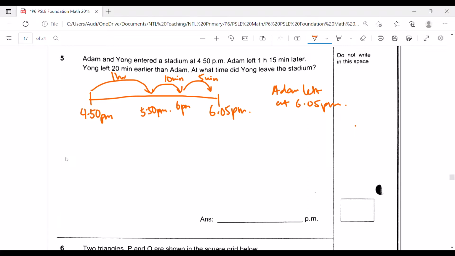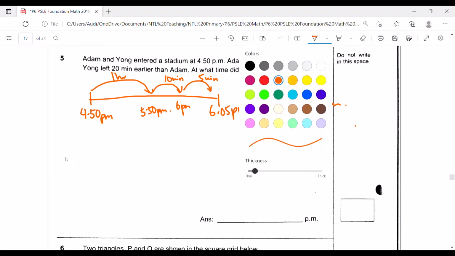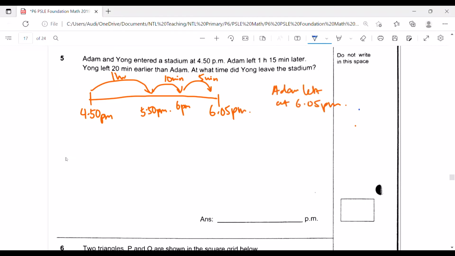Now, if you read the next line, it says Yong left 20 minutes earlier than Adam. At what time did Yong leave the stadium? So 20 minutes before 6:05. Let's look, okay? We're going to break this down again. This is 5 minutes, and so this is 10 minutes. So far we've got 15 minutes, okay? 10 plus 5 is 15 minutes.